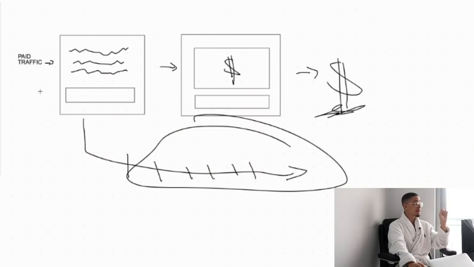So, paid traffic. With that being said, there's Facebook ads, Bing ads, Google ads, YouTube ads. There's a lot of complicated stuff out there, but what can we use for beginners?